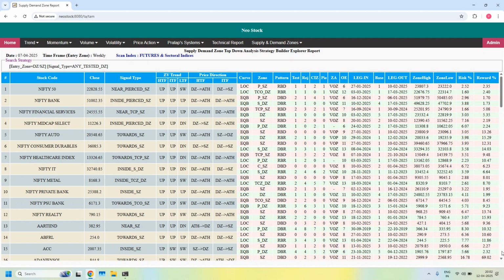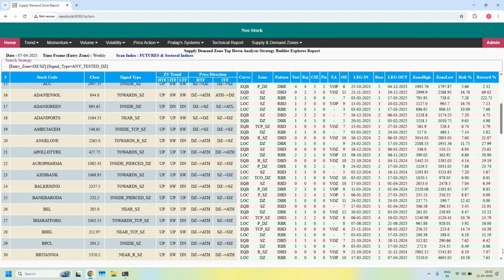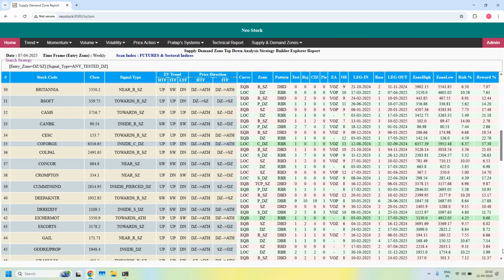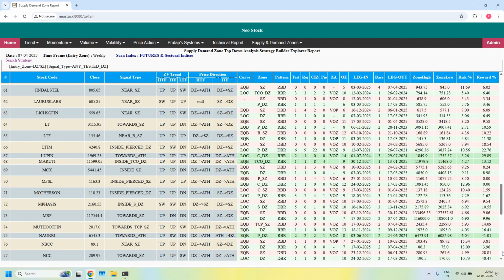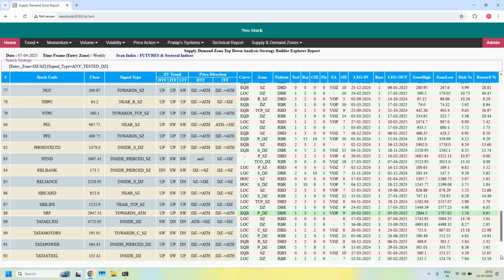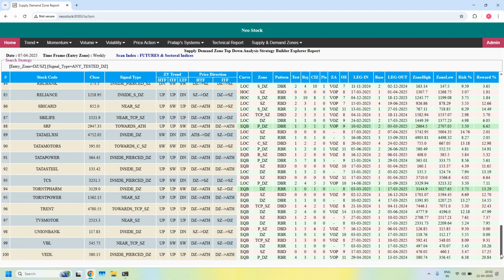Scrolling the list down, even Nifty 50, Nifty Bank, Nifty Financial Services, how many total? 12 out of 17, 12 indices are tested during this week. Scrolling the list down. So total 100 stocks are filtered.